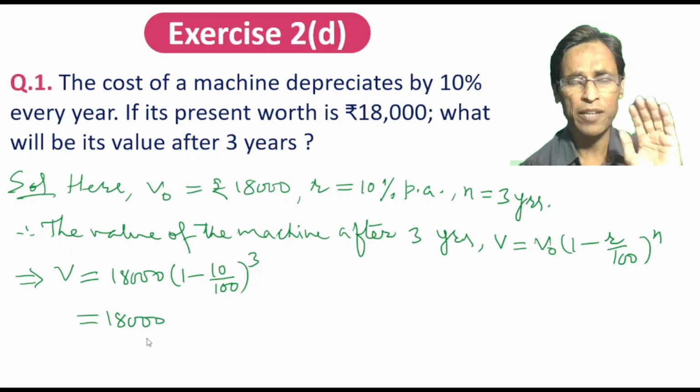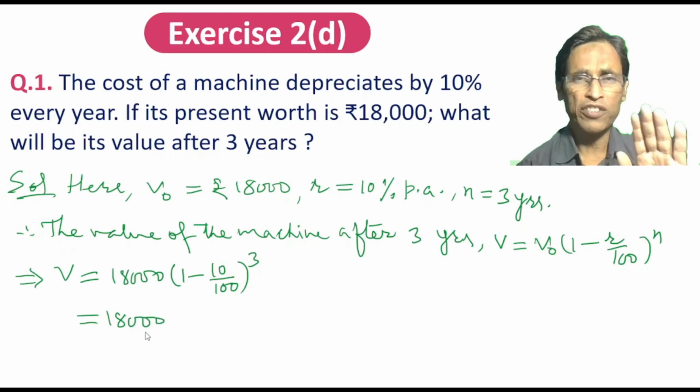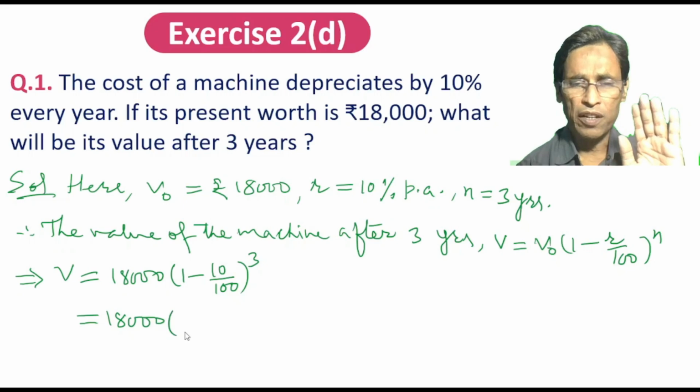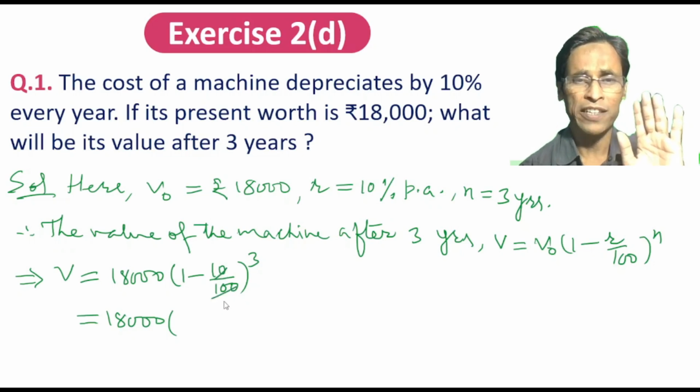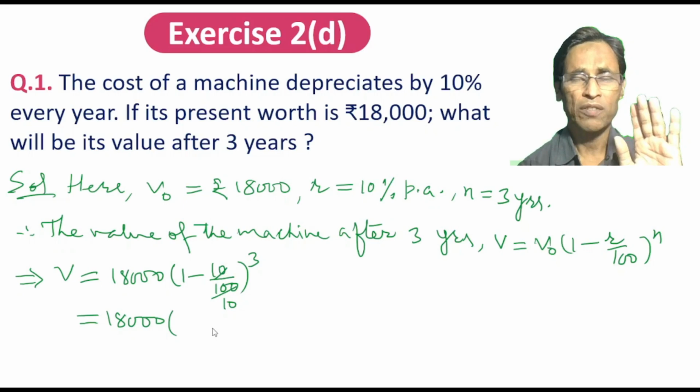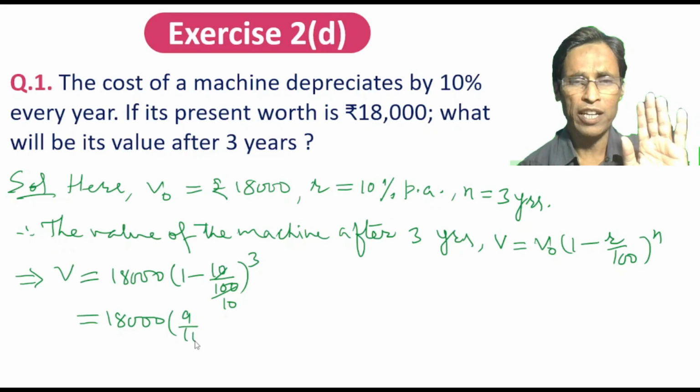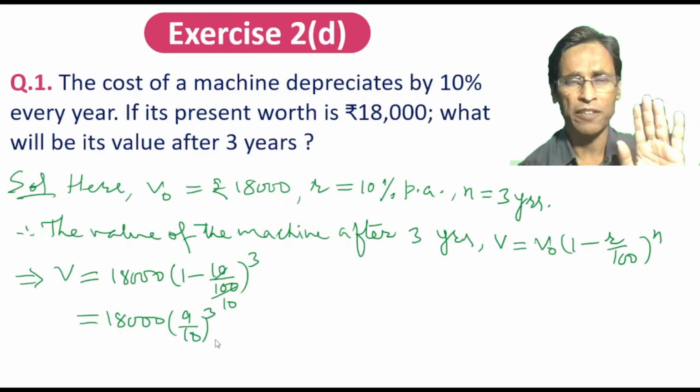In the next step, 18,000 into 1 minus 10 by 100. 10 by 100 can be reduced as 10 10 100, so 1 by 10. After simplification, 1 minus 1 by 10 comes 9 by 10, and so 9 by 10 to the power 3.